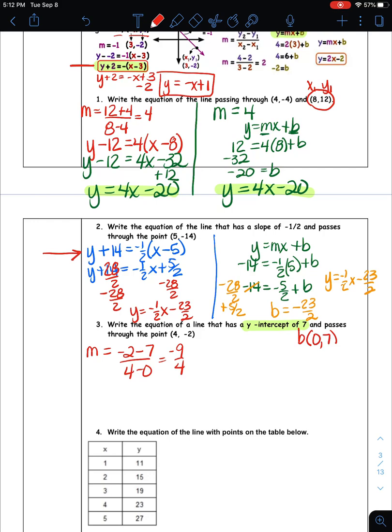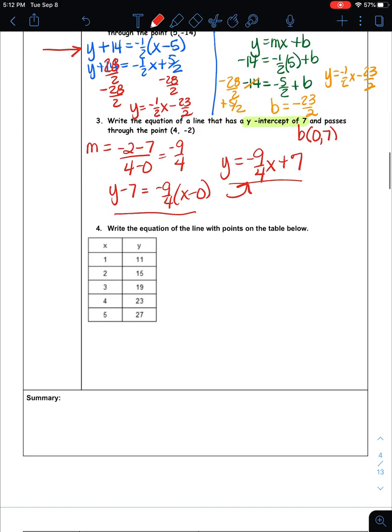So you have two choices here. Once we have our slope, since we already have our y-intercept, we can skip straight here: y equals negative 9/4 x plus 7, because that's our y-intercept. Or you could do y minus 7 equals negative 9/4 times x minus 0, and then you would end up at the same place. This is point-slope, and this is going straight into y-intercept, slope-intercept form.